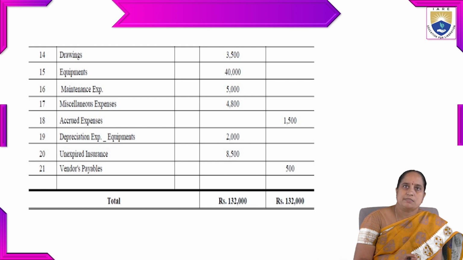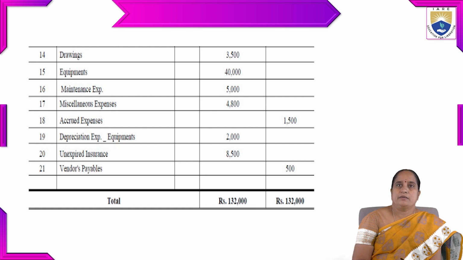debit side. Miscellaneous expenses, debit. Accrued expenses, credit. Depreciation expenses on equipments, debit side. Unexpired insurance, debit side. Vendors payables. So that is liability. So again we have to mention on credit side.